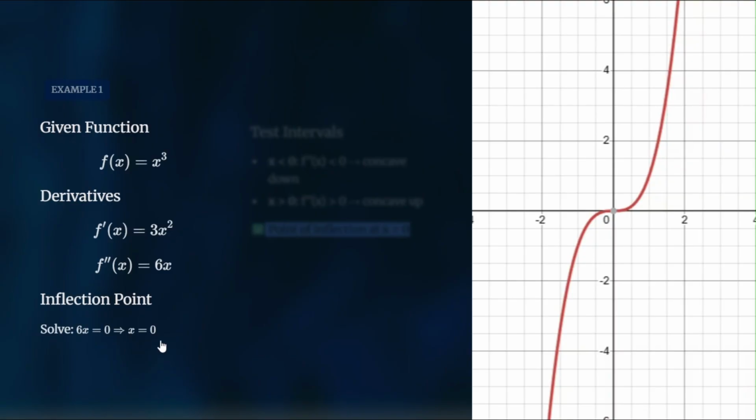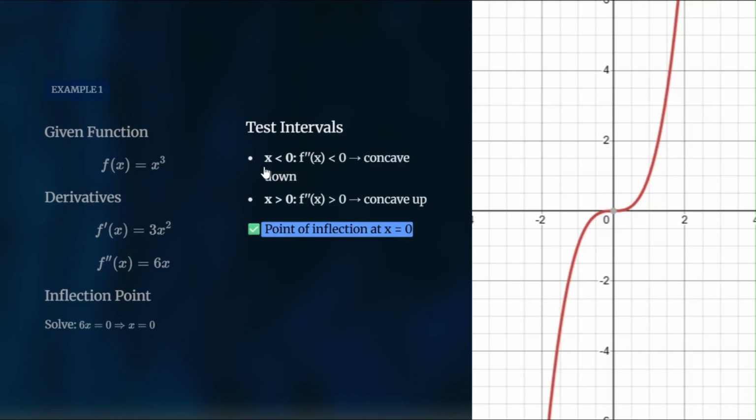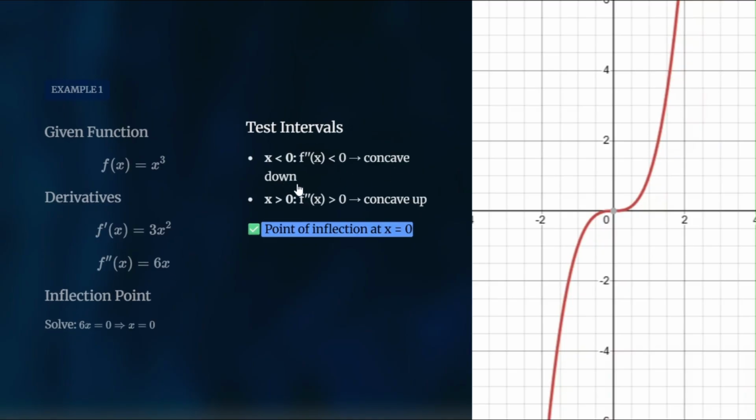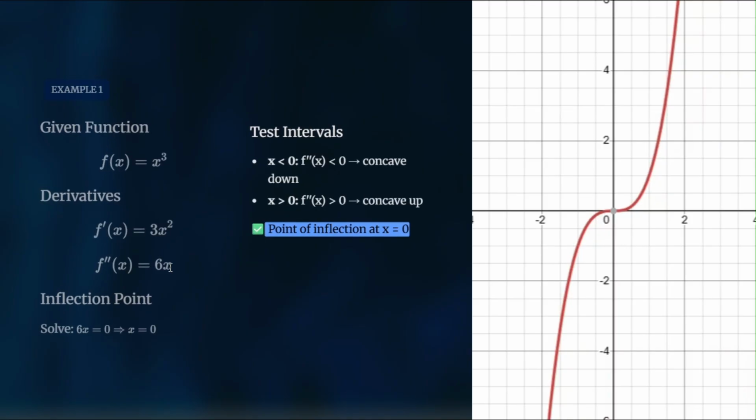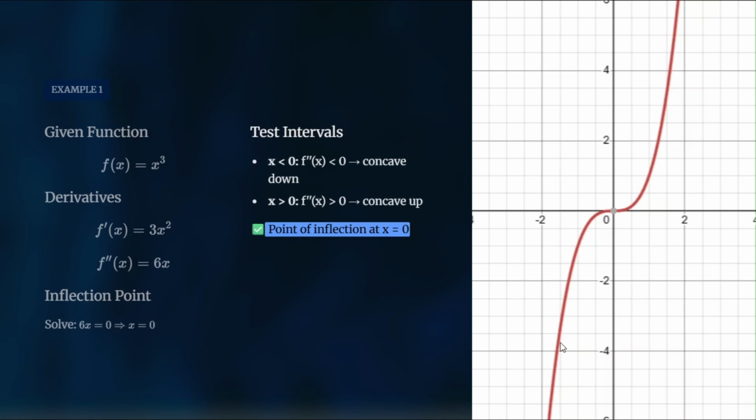So that will give us two intervals, from negative infinity to 0 and 0 to positive infinity. For points where x is negative, the second derivative will also be negative. Therefore, the function will be concave down on that interval. And for x positive, the second derivative will also be positive, and therefore, the graph will be concave up on that interval. So since the graph will go from concave down to concave up, the point x equals 0 will be a point of inflection.